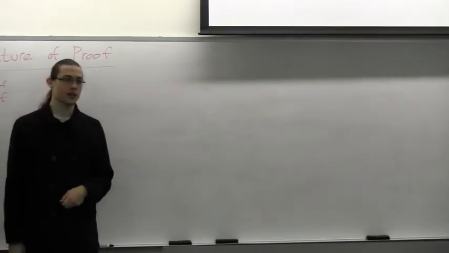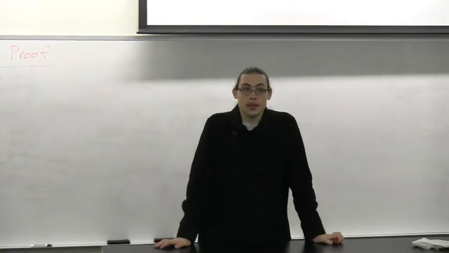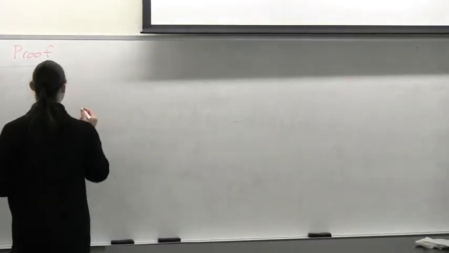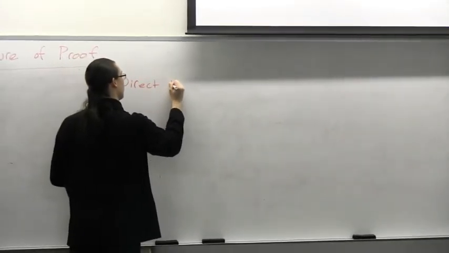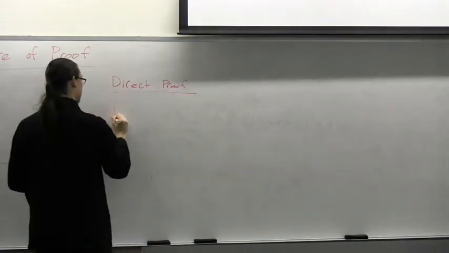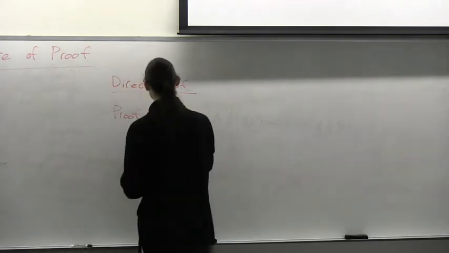Now I will go into more of the basics of how we prove stuff. We have a couple methods of proving things. Let me just do two of them: direct proof and proof by contradiction.